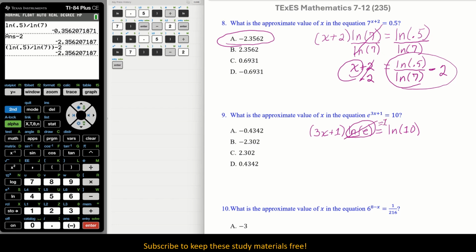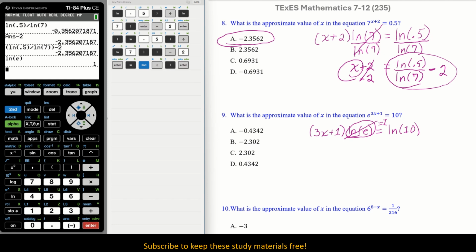And if that's not something that you've seen, just put it in your calculator. Natural log, and you need second divide, close the parentheses, and push enter. It equals 1. Very convenient, okay? So then what do we really have here? We have 3x plus 1 equals natural log of 10.